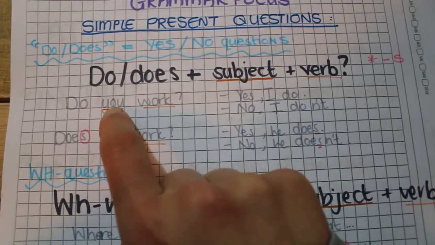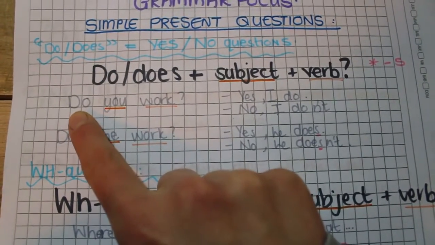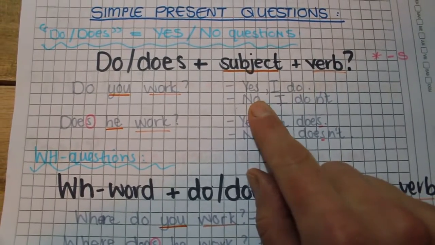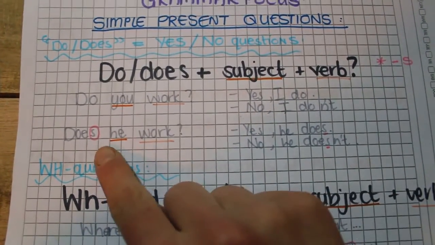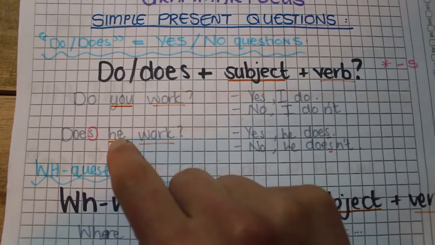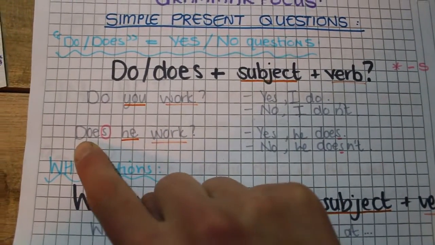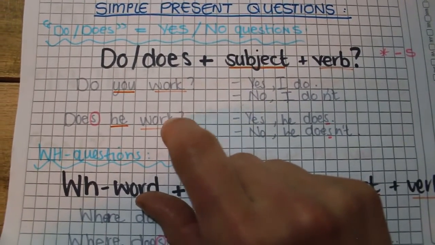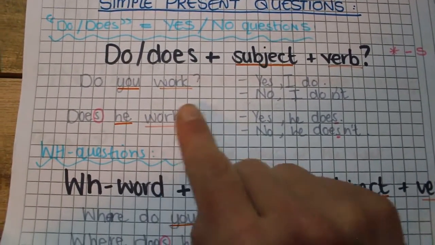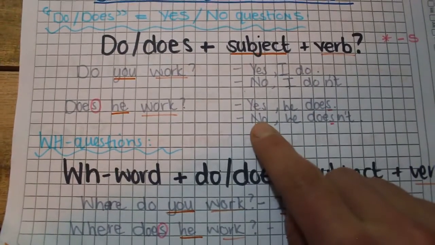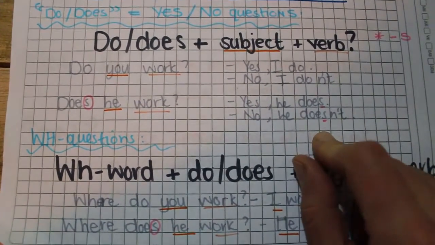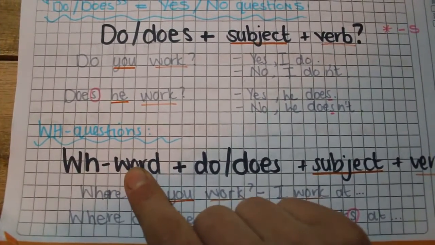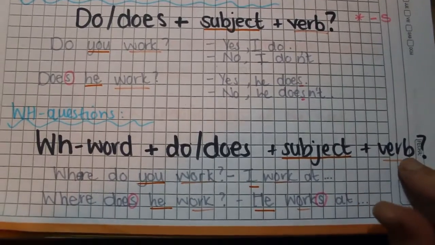Do, because "you" is strong and big, so no S. And my answer will be a yes or no. Yes, I do, or no, I don't. He, my subject is singular, so it gets an S. Does he work? Because "does" already takes the S, I do not have to add it on "work." Does he work? Yes, he does. No, he doesn't.